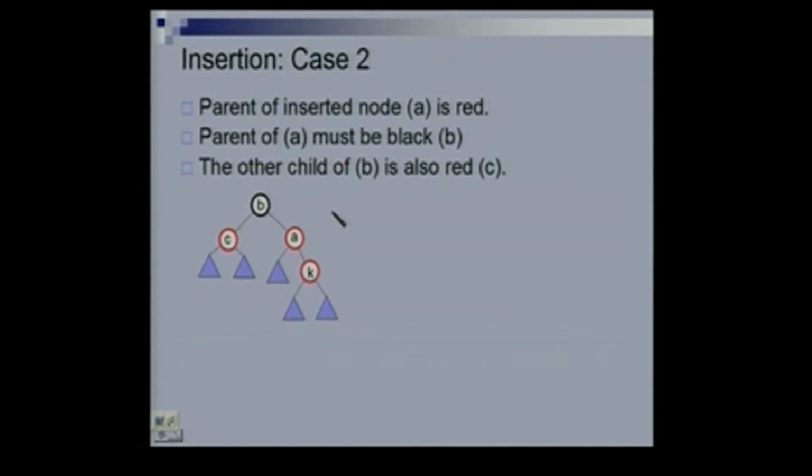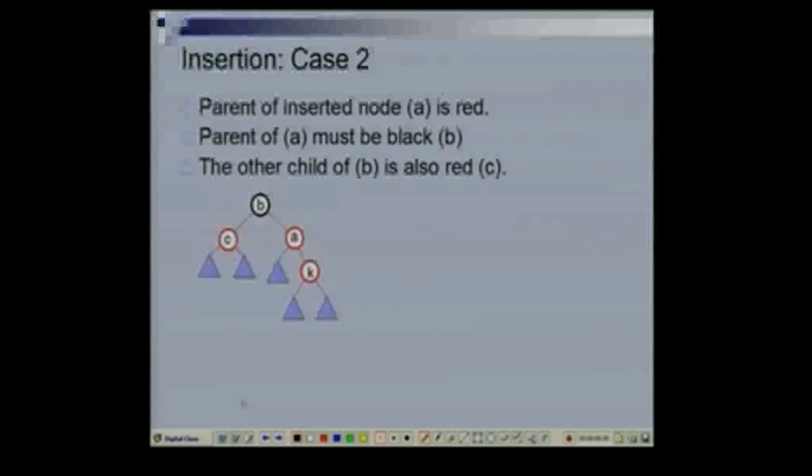Okay. What should I do now? Can I do what I did on the previous slide? Why not? Because then I would get a double red problem on the other side, right? Good. So, what he is suggesting is that if I look at what is happening in the 2-4 tree, this is the corresponding node of the 2-4 tree.